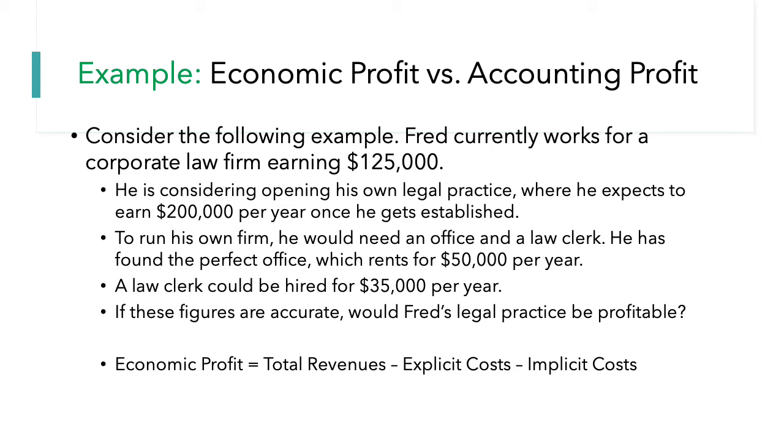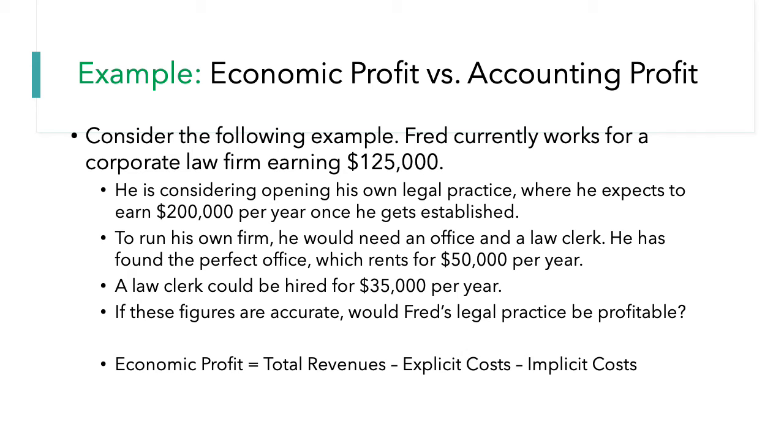An example of economic profit versus accounting profit. Fred currently works for a corporate law firm earning $125,000 a year. He's considering opening his own practice where he expects to earn $200,000 per year. He would need an office and a clerk. The office would rent for $50,000 and the clerk would be $35,000 a year.